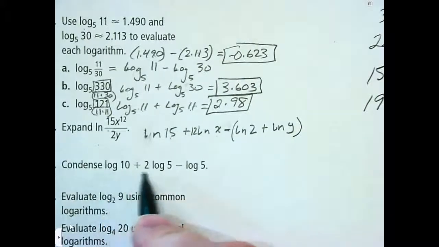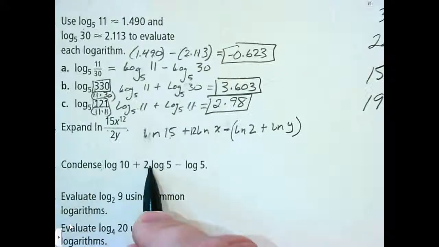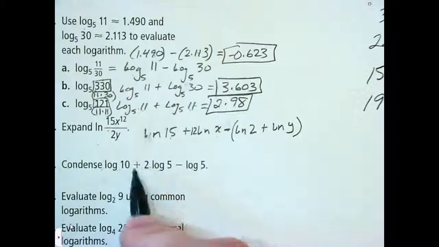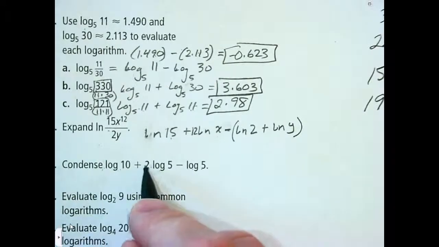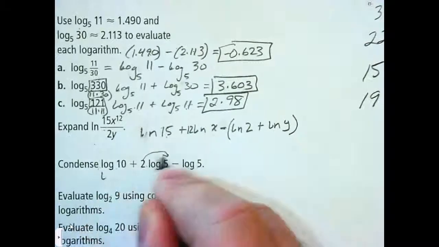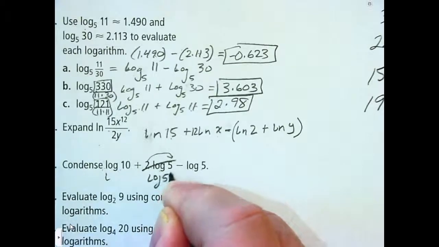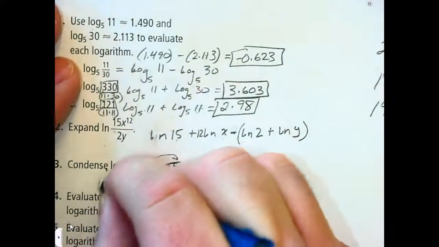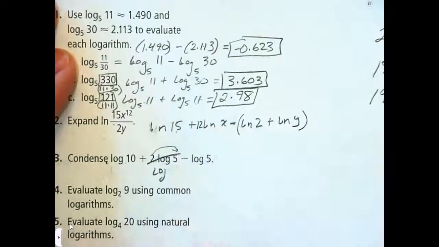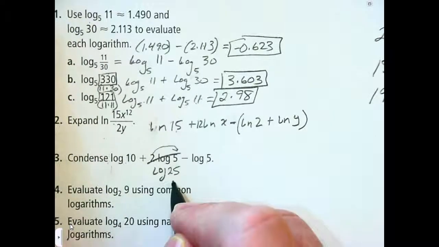Okay, condensing this. Notice you have to have the same coefficient. So that's 1, that's 2. They're all log base 10, but we have a 1 and a 2 and a 1. So we want to, in this case, move that 2 in first. So this part is going to become log of 5 squared, or another way of thinking of it is a log of 25. Okay, so now we have log 10 plus log 25.